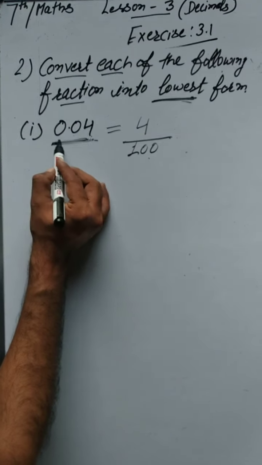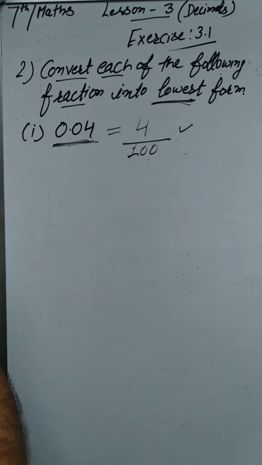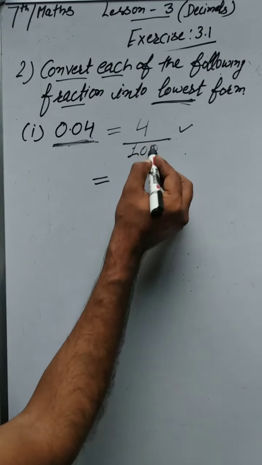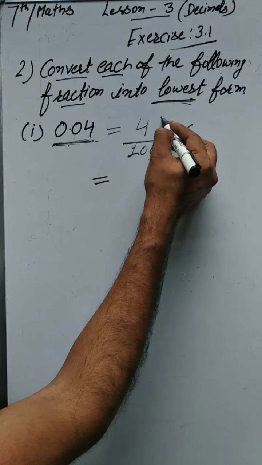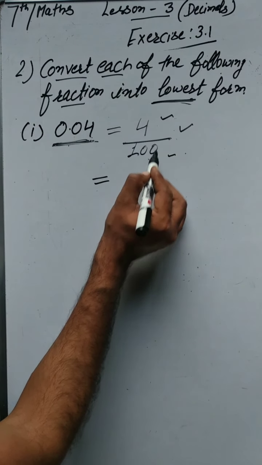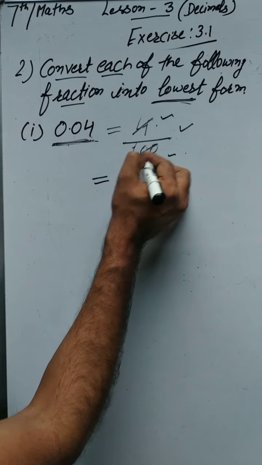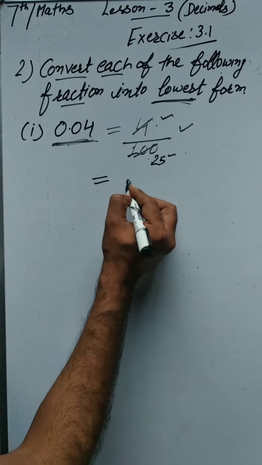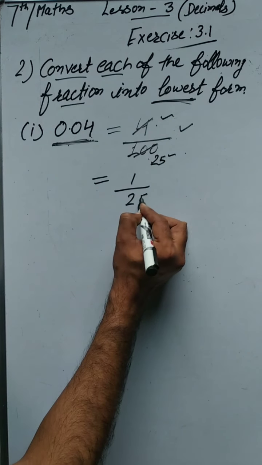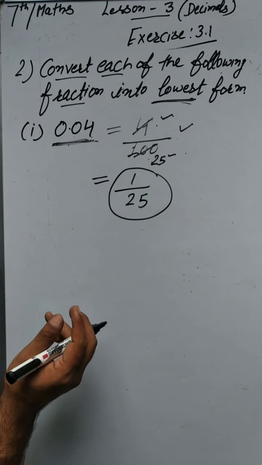Clear? So this is the fractional form of the decimal. Now look here beta, is it in lowest form? Clearly no. 4 and 100. 100 is divisible by 4. They are not in lowest form. So it will be cancelled by 25 beta. 25 4s are 100. So the lowest form is 1/25. Clear? Understood? I hope you can easily solve these types of problems.